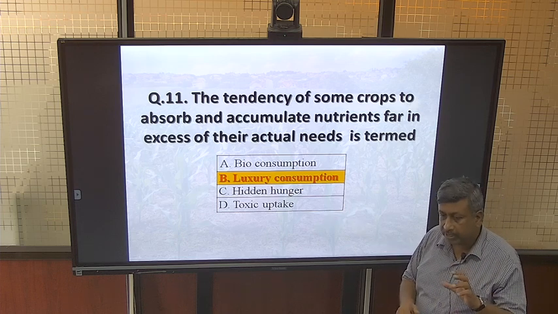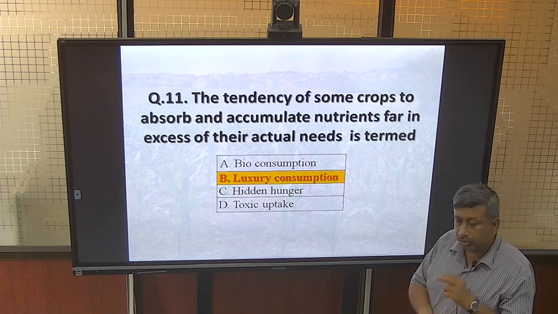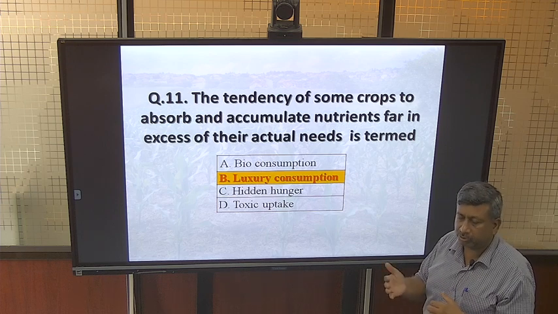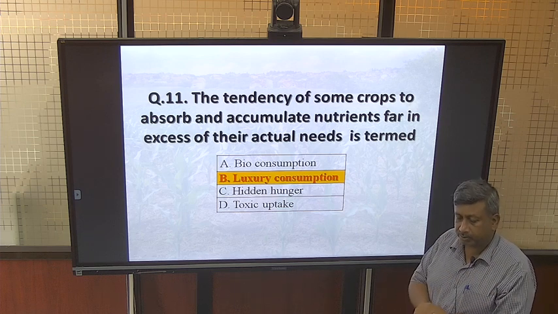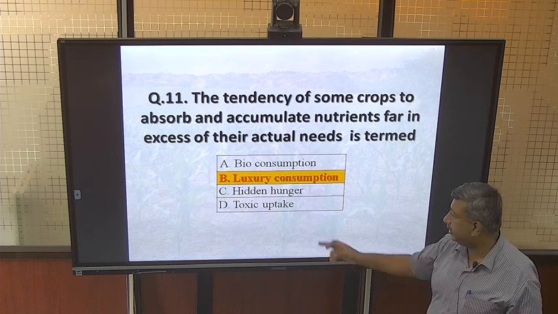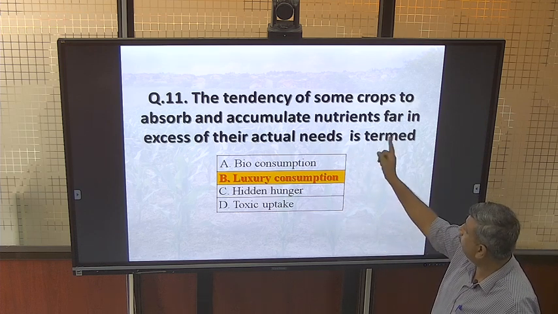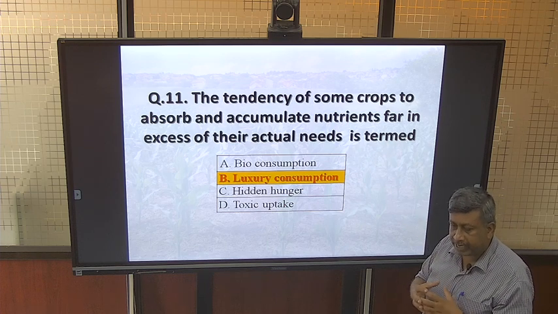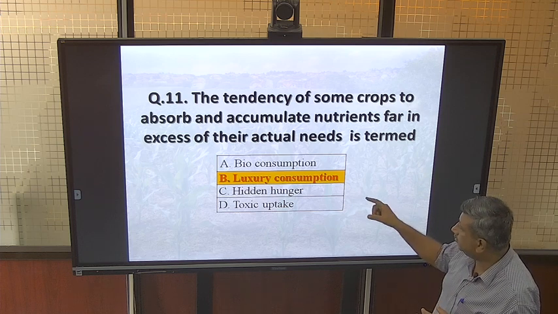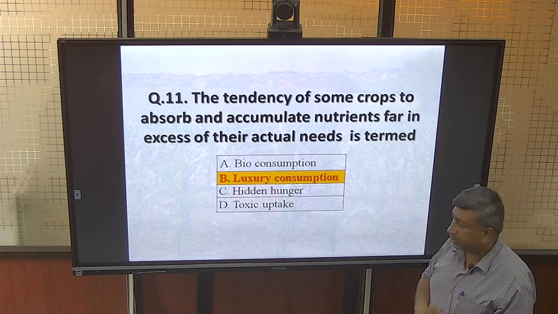And in case of hidden hunger, there is a nutrient requirement for the plant, but plants do not show deficiency symptoms. When we apply the nutrient, there is a response, increase in yield, increase in growth, and this phenomenon is known as hidden hunger. Okay. And when their uptake is so high that it reduces the yield, then it is toxic uptake. But the question is the tendency of some crops to absorb and accumulate nutrients. In this question, the nutrient is accumulating. Okay. There is no adverse effect, and this phenomenon is luxury consumption, and this is very common for potassium.